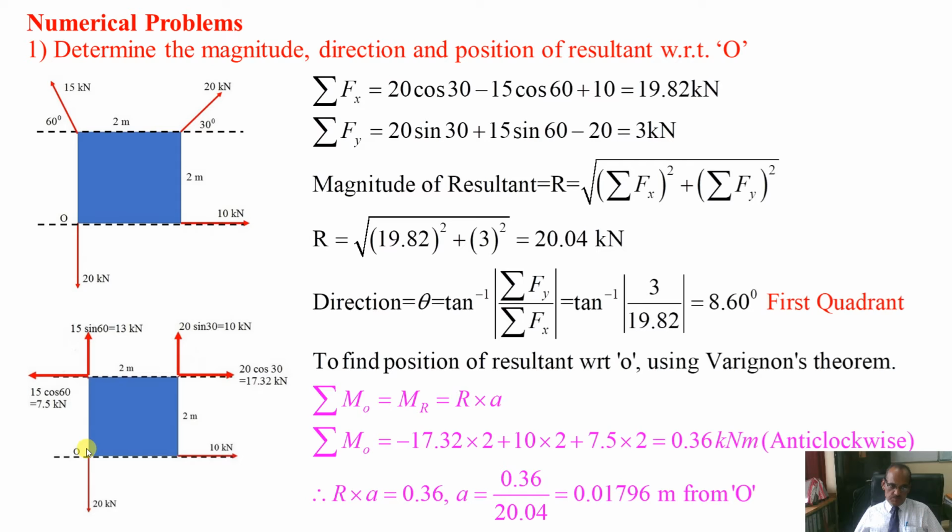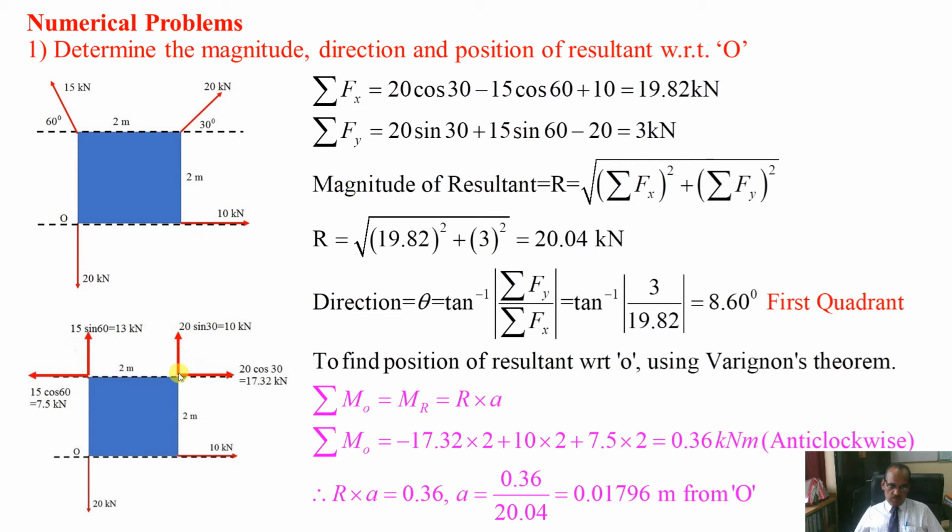Okay, its perpendicular distance, the vertical distance, is 2 meter. So 17.32 into 2 with a minus sign, because this will produce a clockwise moment about O. Plus 10, this 10 vertical component.